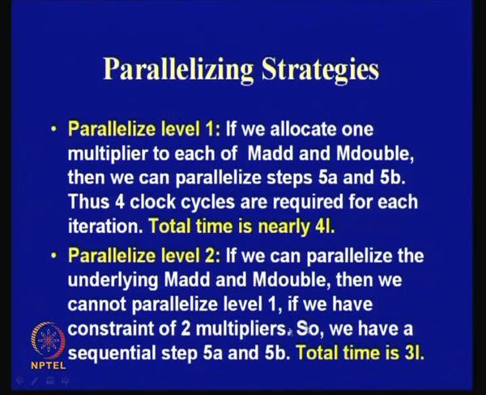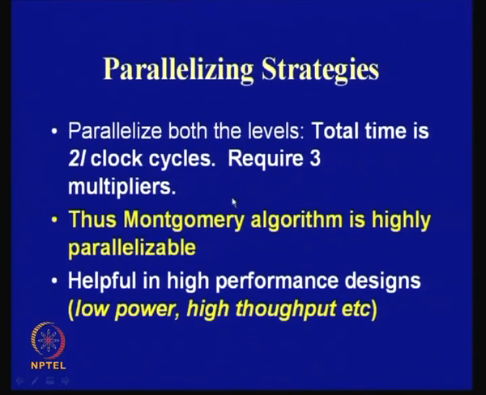And suppose you have 3 multipliers, that is, more resources, then you can do this operation in less time. You can do that in 1 or 2 clock cycles. So you see that Montgomery's algorithm is highly parallelizable depending upon your constraints and your requirements of power and throughput. Therefore, you can make high performance designs for doing scalar multiplications.